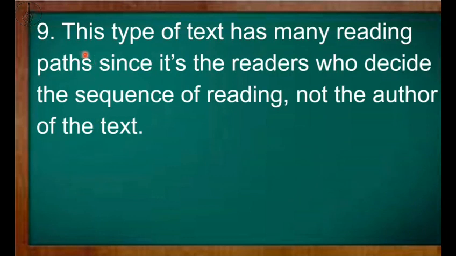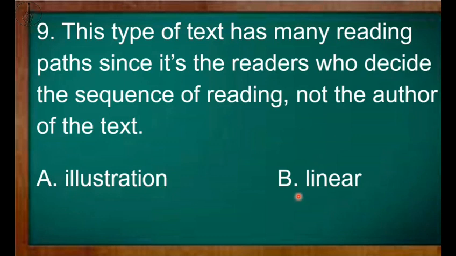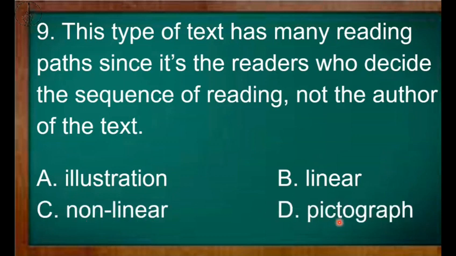Number 9. This type of text has many reading paths, since it is the readers who decide the sequence of reading, not the author of the text. Okay, A, illustration, B, linear, C, non-linear, and D, the pictograph. The correct answer is letter C, non-linear.